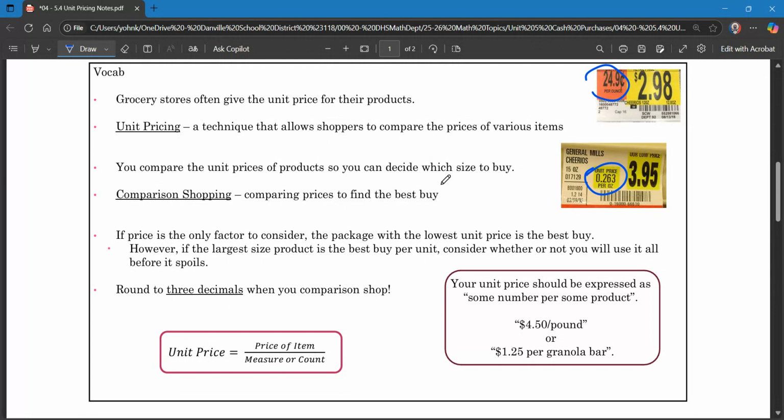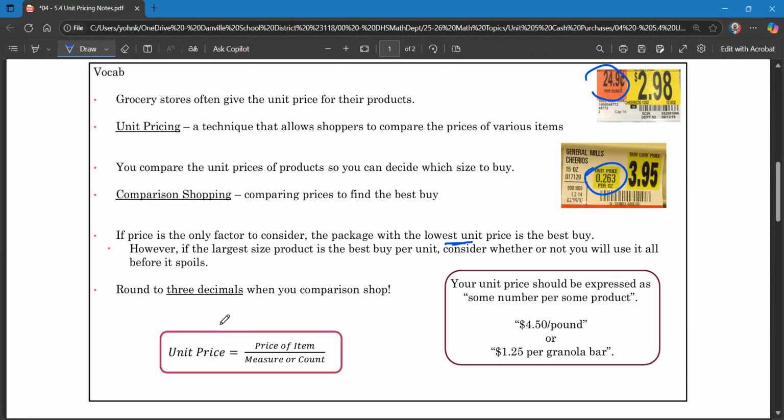So you compare the unit prices of products so that you can decide which size to buy. That's comparison shopping. Comparing them to find the best buy, that's the cheapest one. If price is the only factor to consider, then the package with the lowest unit price is the best buy. However, if the largest size product is the best buy, make sure you can use it all before it spoils. So for instance, buying 6 apples versus buying a bag of 10 apples. The bag of 10 apples might be cheaper, but are you going to eat it all before they go bad and then you're just throwing money away? So always think about that.